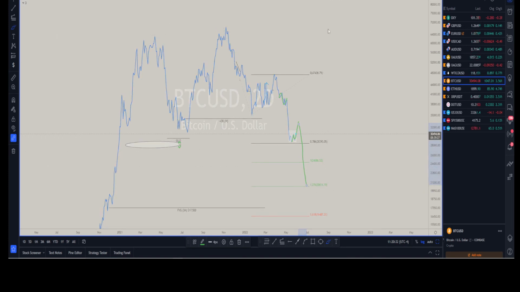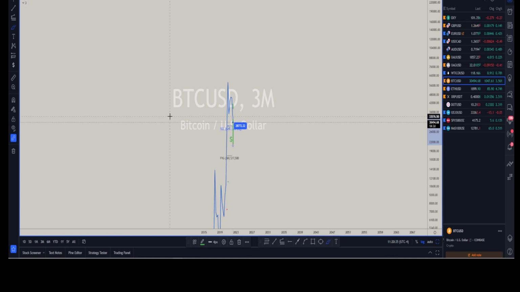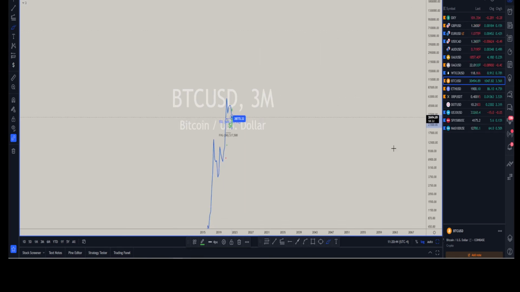If you go to the 3-month view, you see this one is similar to this one. Let's go into the candle. You see this gap? That's right here. 17,500 is the fair value gap of that.